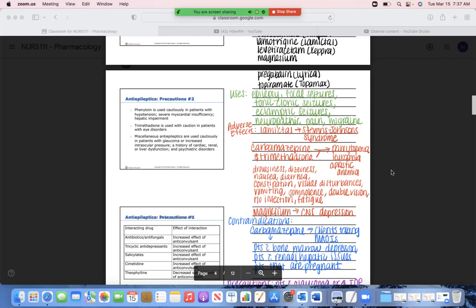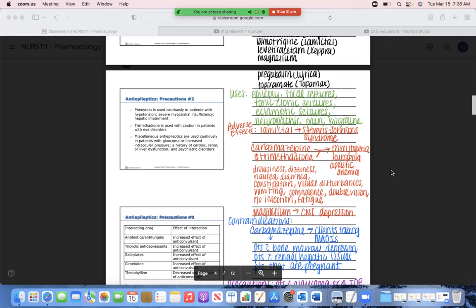When we give carbamazepine or trimethadione, we want to watch for pancytopenia, leukopenia, aplastic anemia. Symptoms of decreased blood counts can include easy bruising or bleeding, increased risk for infection, right? Drowsiness, dizziness, nausea, diarrhea, constipation, visual disturbances, vomiting, somnolence, double vision, risk of infection, and fatigue. Go with carbamazepine and trimethadione. But also with pretty much all of these drugs, they're going to be at increased risk for drowsiness and dizziness, right? Potentially some nausea, changes in their GI.